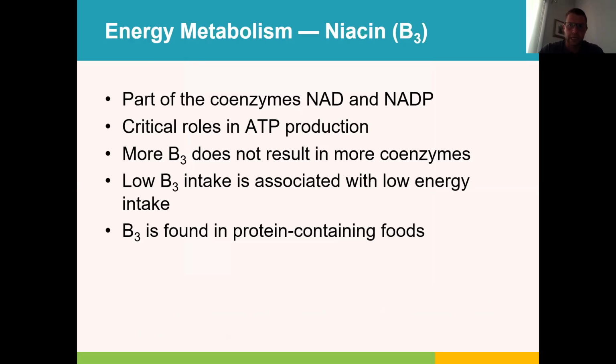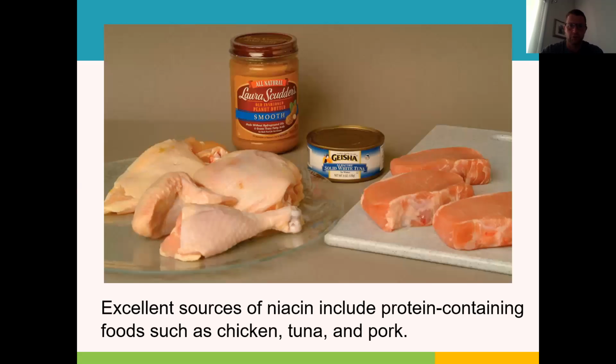Right? Energy metabolism, niacin, B3, part of the coenzymes NAD and NADP. Critical roles in ATP production. More B3 does not result in more coenzymes. Low B3 intake is associated with low energy intake, and B3 is found in protein-containing foods.